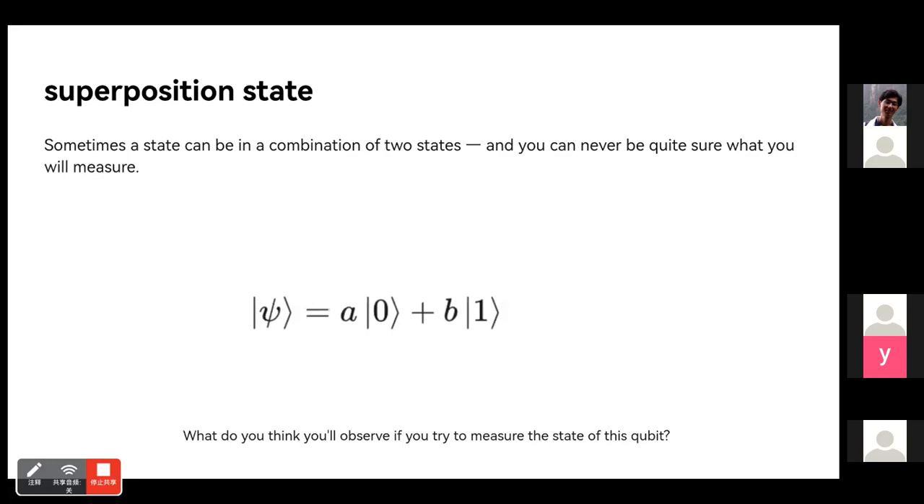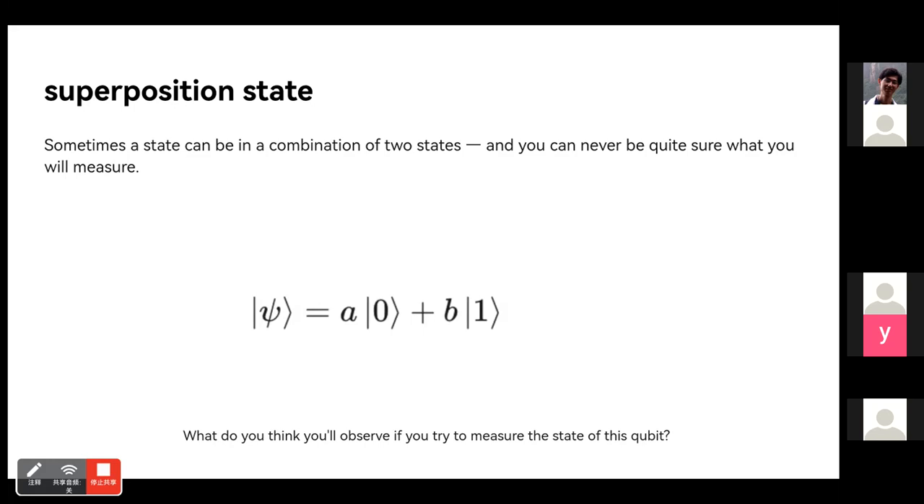Yes, you can measure one or the other, because when you measure it, it will collapse to a certain state. And the probability depends on A and B. That's the superposition. I think Changshan and I mentioned it in the last presentation. Maybe you can have a short review.